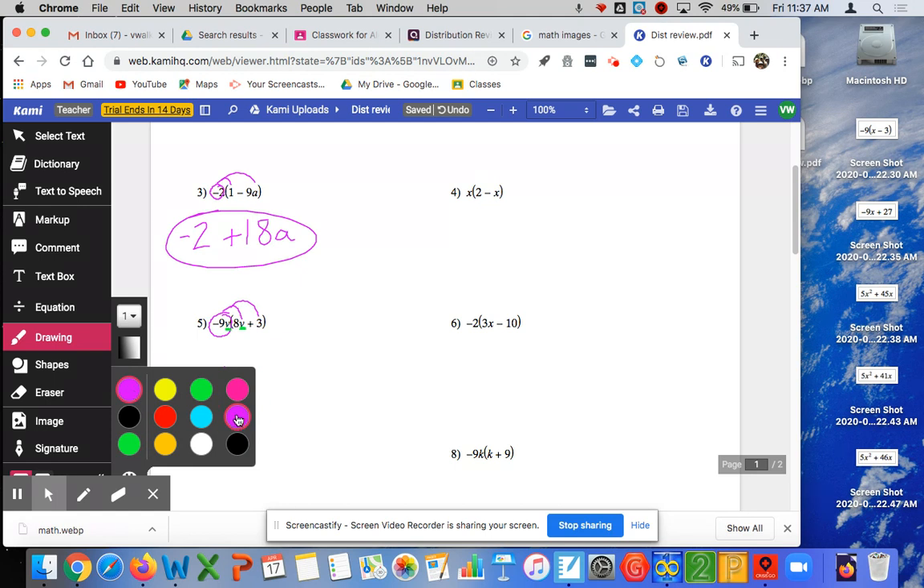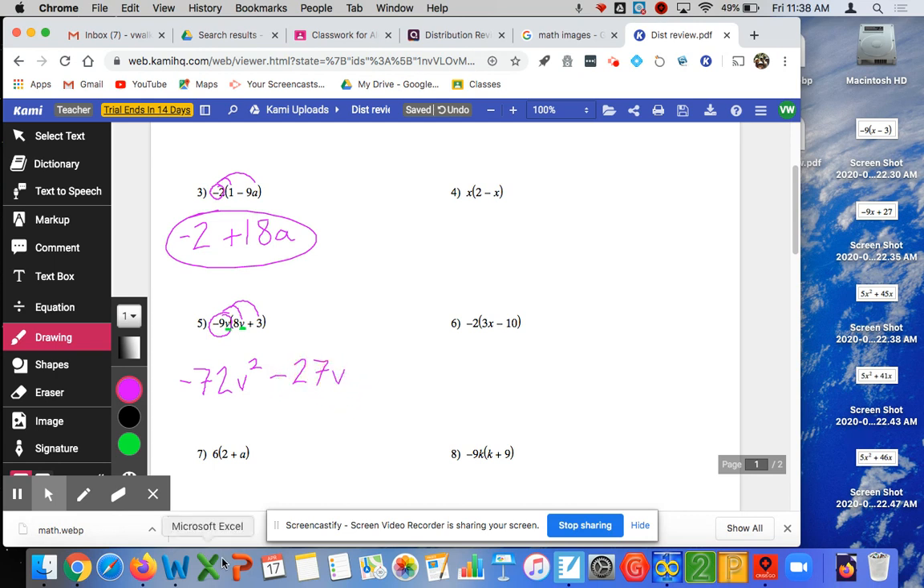So that means I need to say v squared. That little 2 goes with there. Now I take negative 9 times a positive 3. Negative times a positive is a negative. So I say minus 27. And then I only have one v left. So that's my answer for number 5.